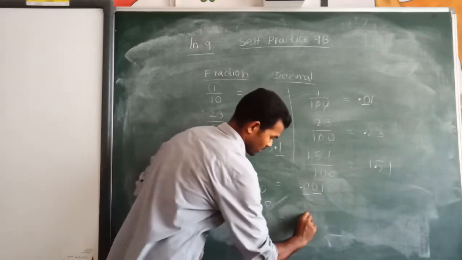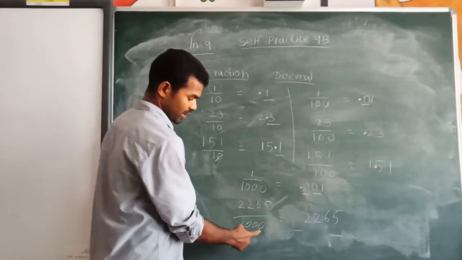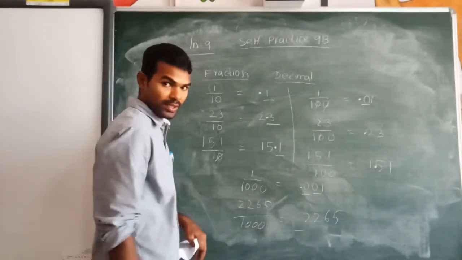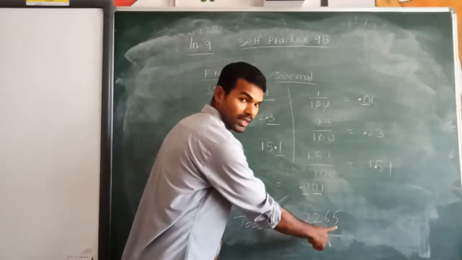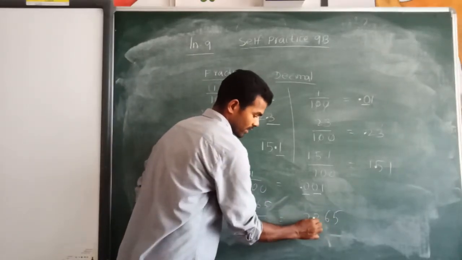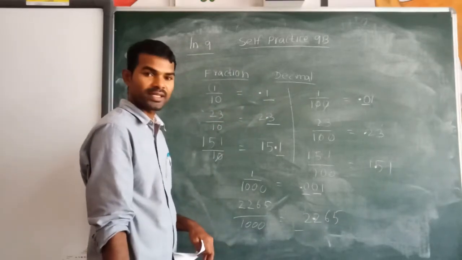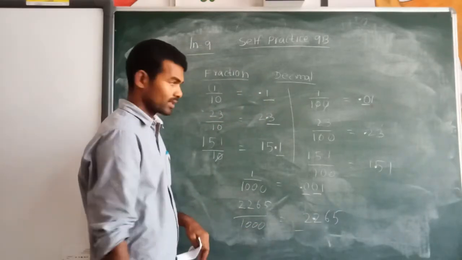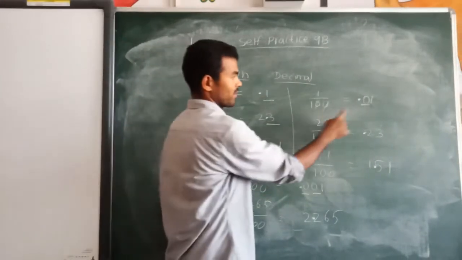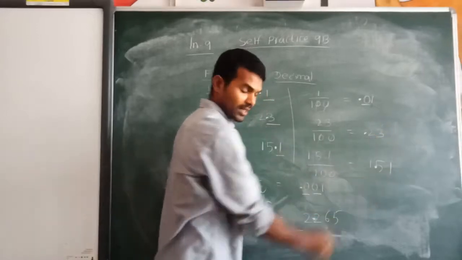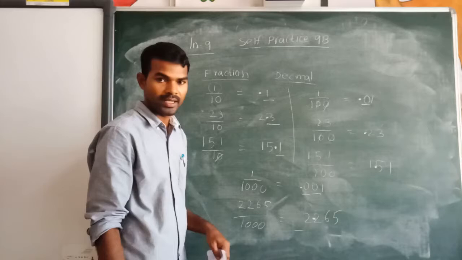This question says second: write the numerator 2265. How many 0s are here? 1, 2, 3. So how many decimal places in this number? 3. The answer is 2.265. Got it, children? By 10 means 1 decimal place. By 100 means 2 decimal places. By 1000 means 3 decimal places. Got it?